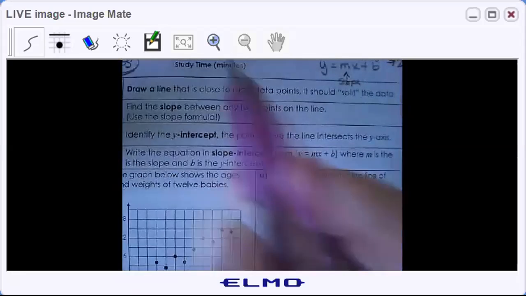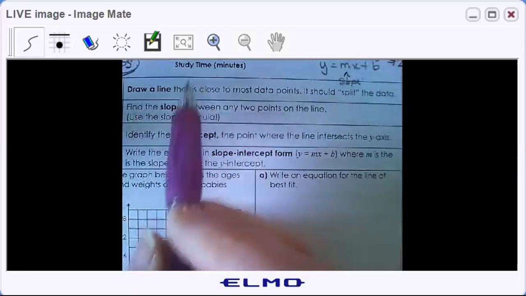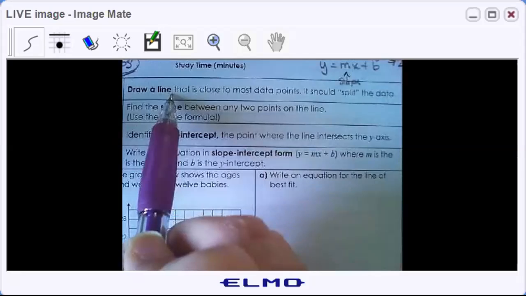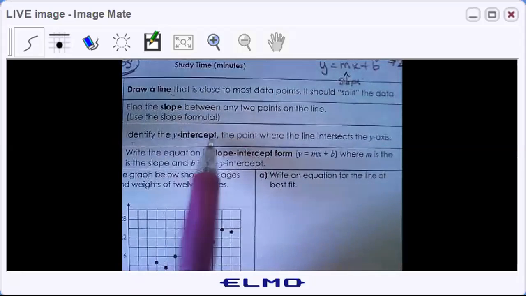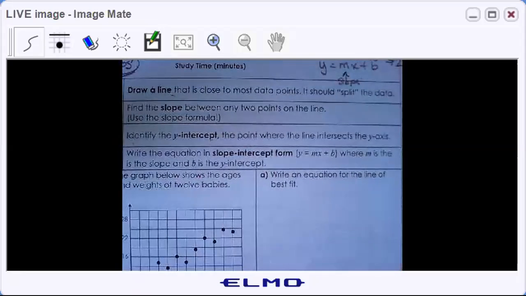So if I look at number 1 down here, our instructions say we're going to draw the line that closest matches the data. You're going to find the slope and the y-intercept and then write it in slope-intercept form. That's what these instructions say, and that's pretty much straightforward what we're going to do.